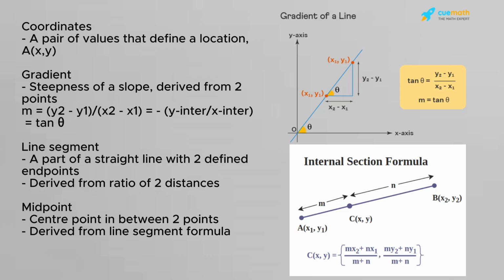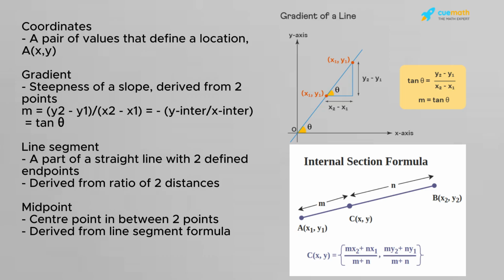There are 3 formulas in which you can look at this example, and then you can also look at the gradient formula involving the use of tangent, mainly because of rise over run, which is like opposite divided by adjacent, and then you get this formula: gradient equals tangent theta.